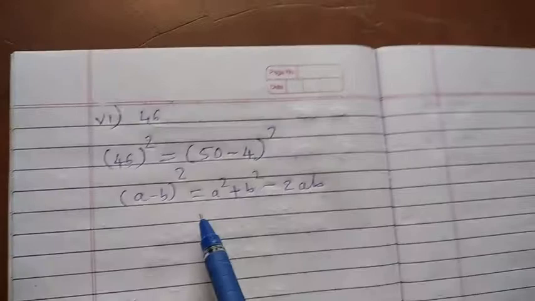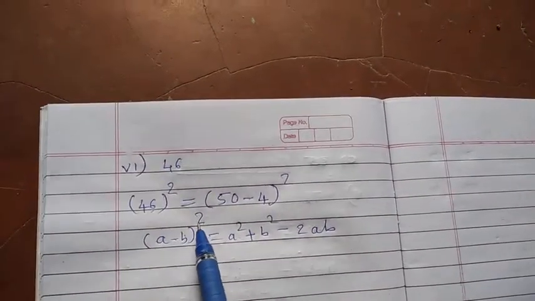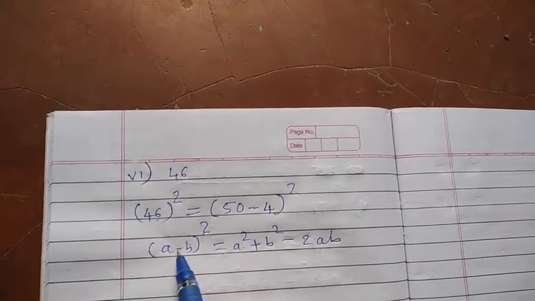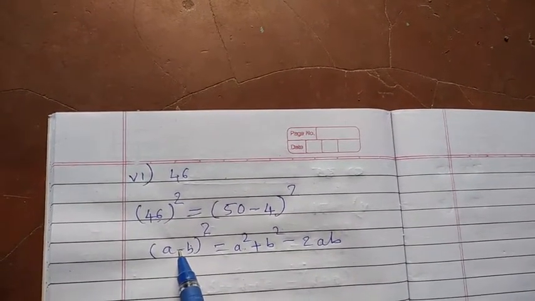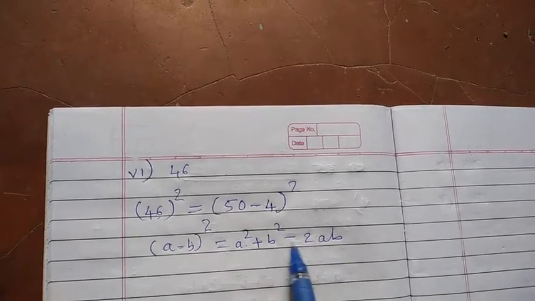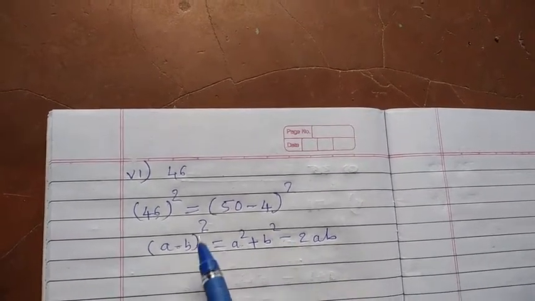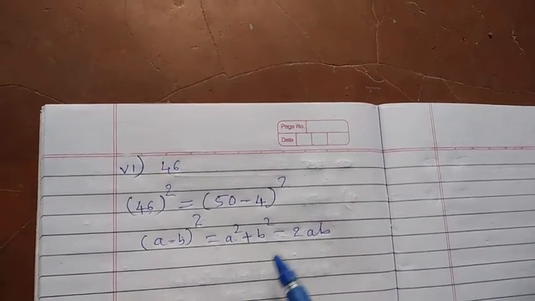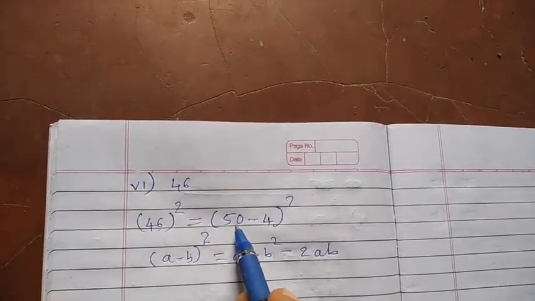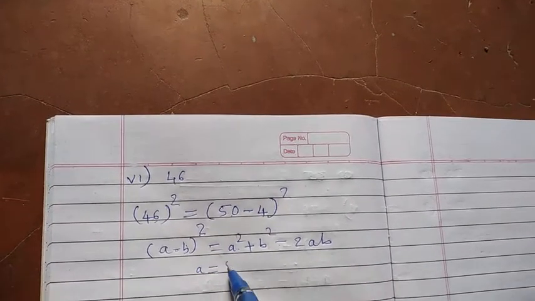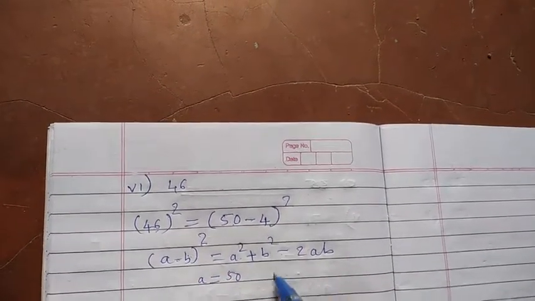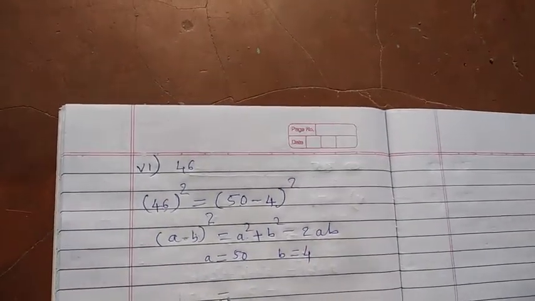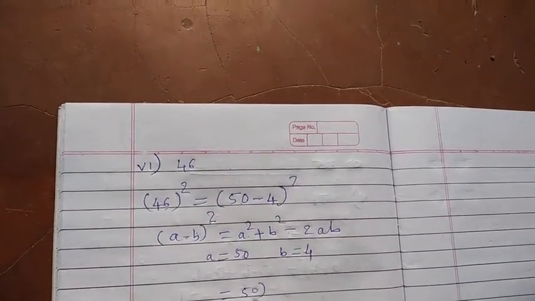So in the previous problem, I used (a plus b) whole square. The difference between both these problems is that here we used the minus, and here it comes minus, and compared to that previous formula, that much is the difference, students. Next, here a means how much it is? a means 50, and b means how much it is? b means it is 4. Understood?